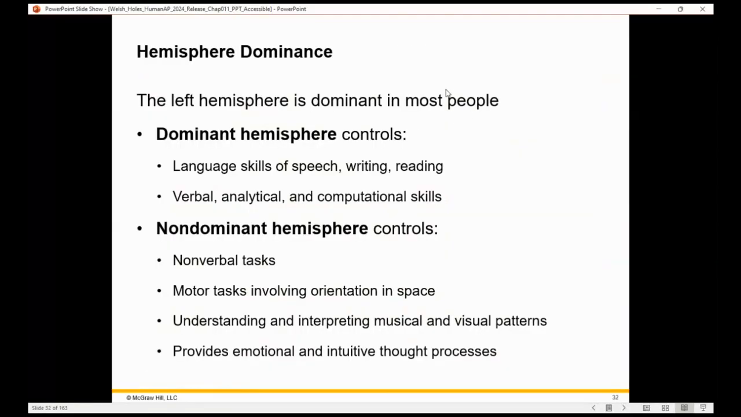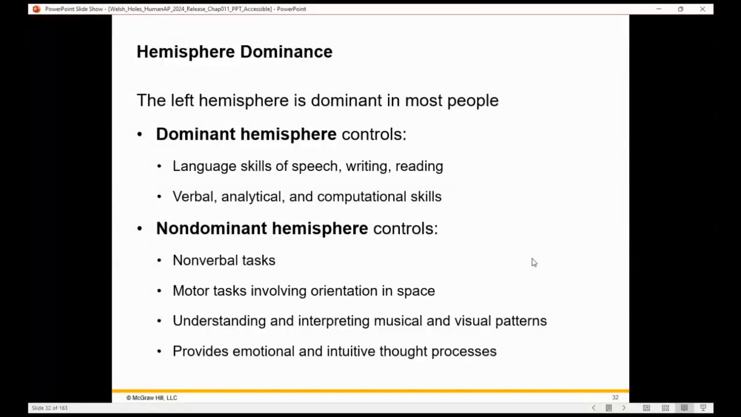There is hemisphere dominance in our brain, and the left hemisphere is dominant in most people. The dominant hemisphere, wherever that might be, controls language skills of speech, writing, and reading, and verbal, analytical, and computation skills. Your non-dominant hemisphere will control nonverbal tasks, motor tasks involving orientation in space, understanding and interpreting musical and visual patterns, and it provides emotional and intuitive thought processes.